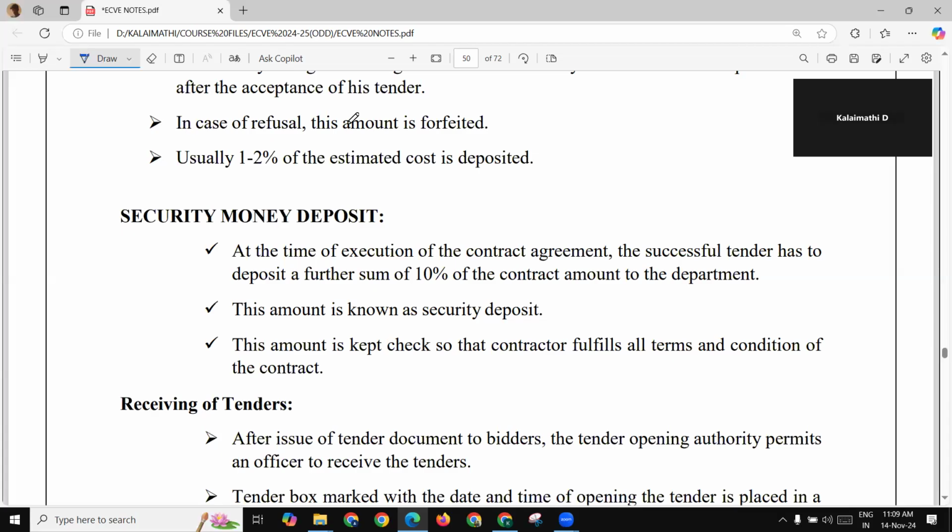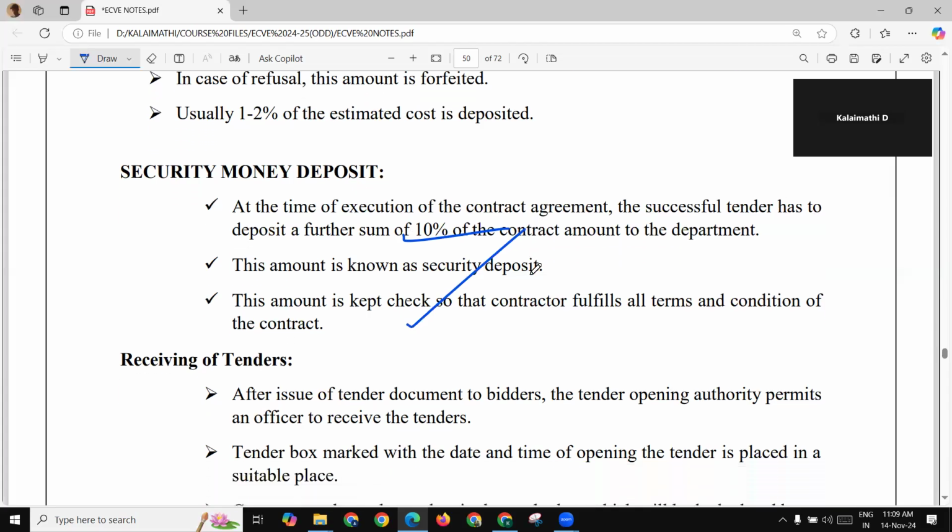This deposit serves as a guarantee that the contractor performs the work as per specifications and maintains satisfactory progress. The security deposit is refunded to the contractor generally after the maintenance period of 6 to 12 months from the date of handover of the works to the client. So in simple terms, at the time of execution of the contract agreement, the successful tenderer has to deposit a further sum of 10%. This is to ensure that the contractor fulfills all terms and conditions of the contract.